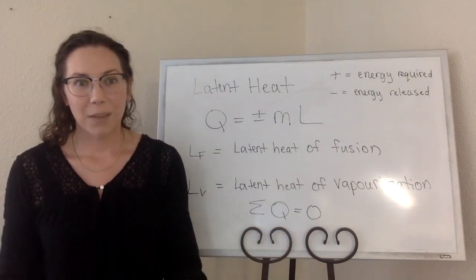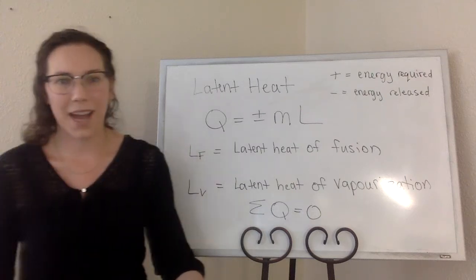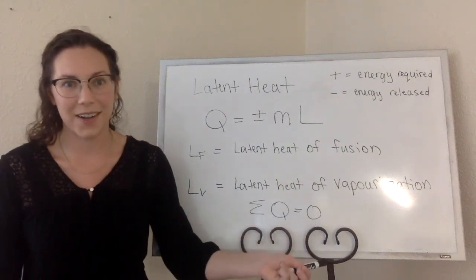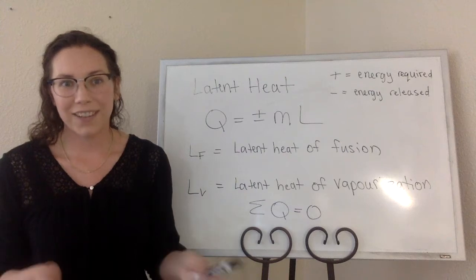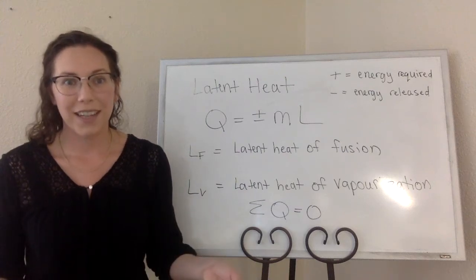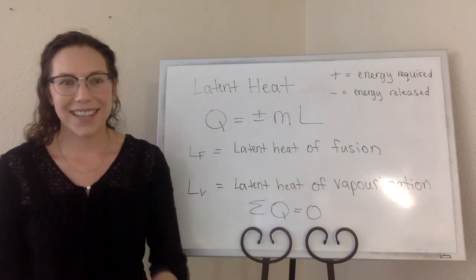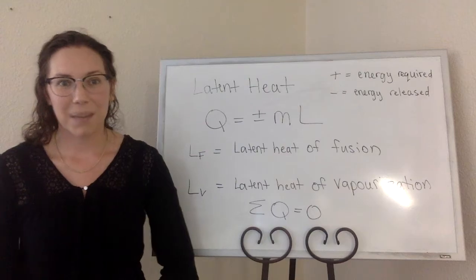When we have a calorimetry problem, we still need to have conservation of energy apply. So the sum of all the Q values for the system equals 0. However, now we need to have a Q value for every phase change that occurs as well. So make sure to add the right constant and the right sign in for those phase change terms. Okay, let's look at some examples.